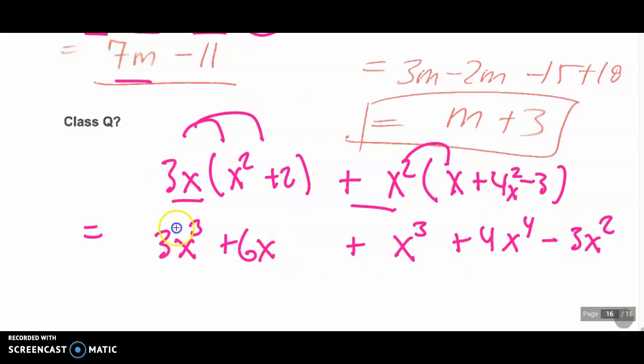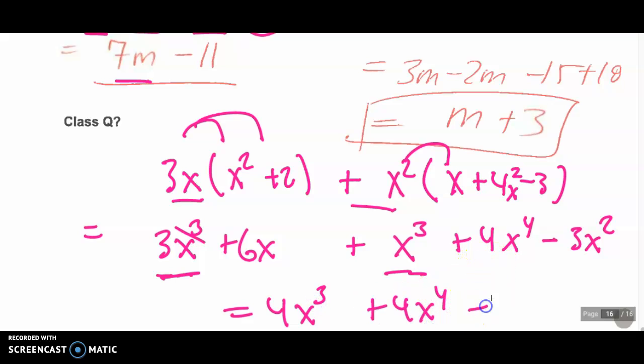And then collect like terms here. You can look here and go, I have x cubed, I have x cubed. So together I have 4x cubed. I also have a 4x to the 4, so I'd probably write that first. We'll rearrange this after. And then I have the x squared and I have the x.